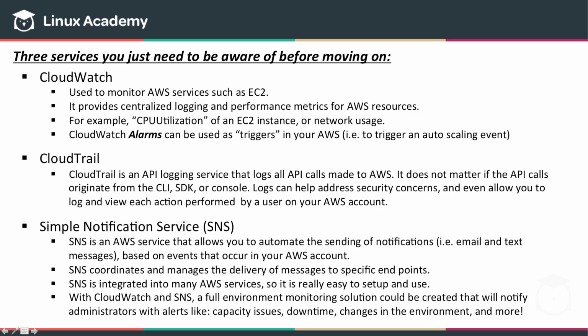Next is Simple Notification Service, otherwise known as SNS. Now, SNS is an AWS service that allows you to automate the sending of notifications, i.e. email and text messages, based on events that occur in your AWS account. So SNS basically coordinates and manages the delivery of messages to specific endpoints. SNS is integrated into many AWS services, so it is really easy to set up and use.